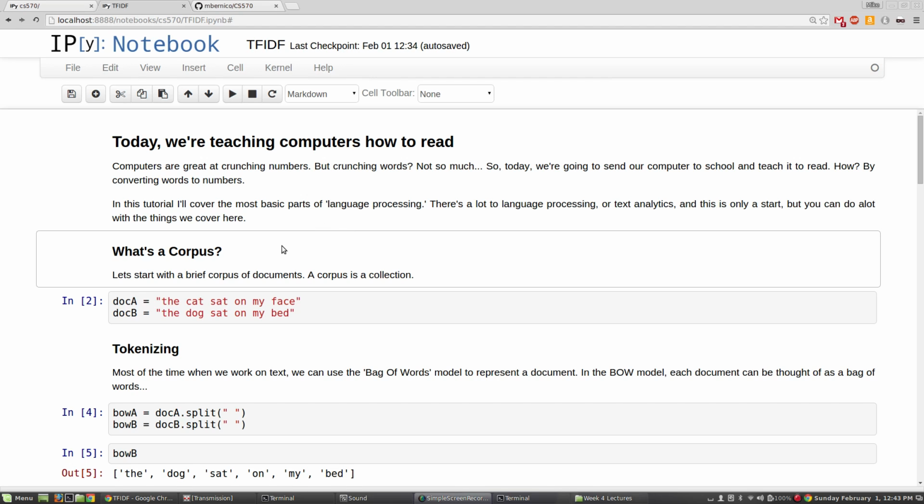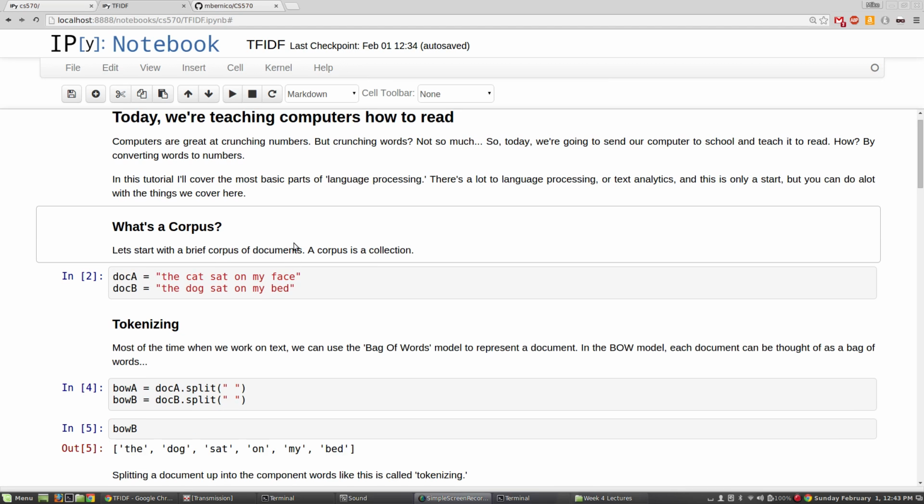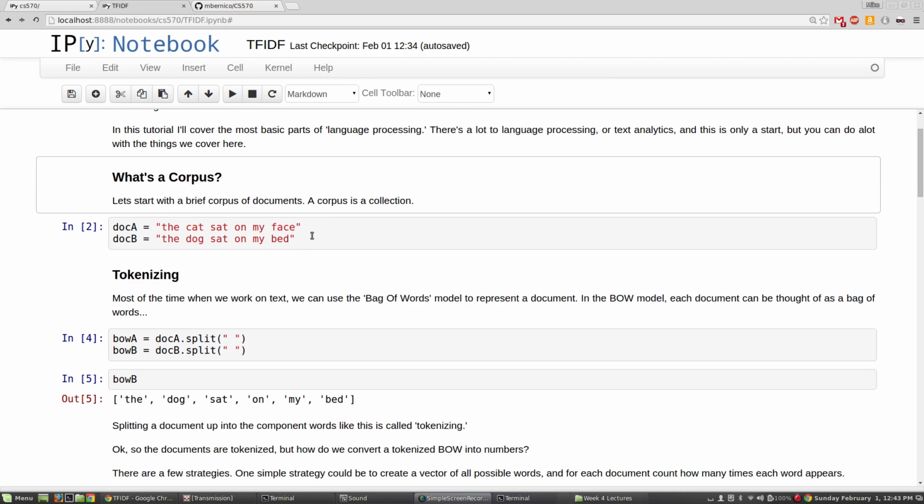Okay, so first, just a quick little definition. Whenever we're talking about text, we usually talk about a corpus of documents. What the heck is a corpus? Well, it's just a collection of documents, just like a gaggle is a collection of geese. So I made 2 documents in my corpus. Document A: the cat sat on my face. Document B: the dog sat on my bed.